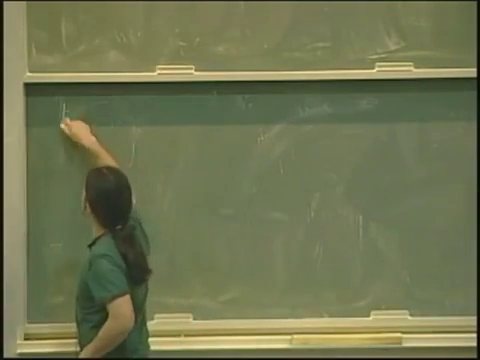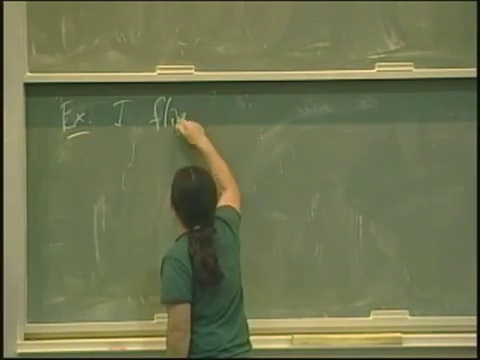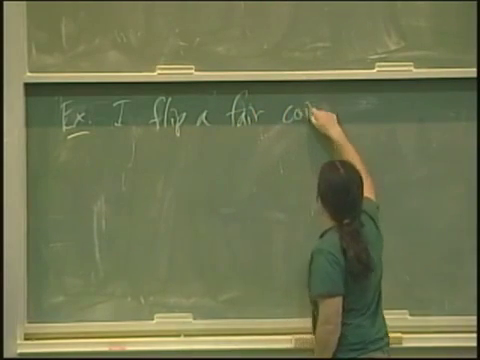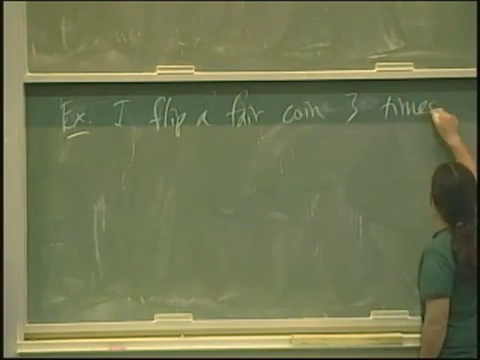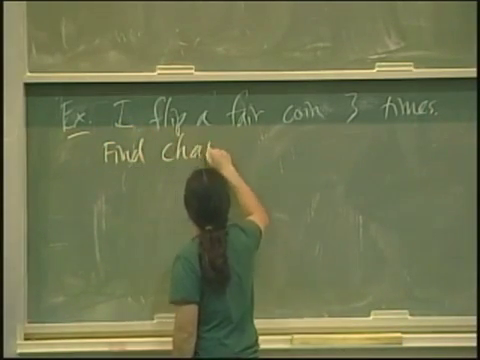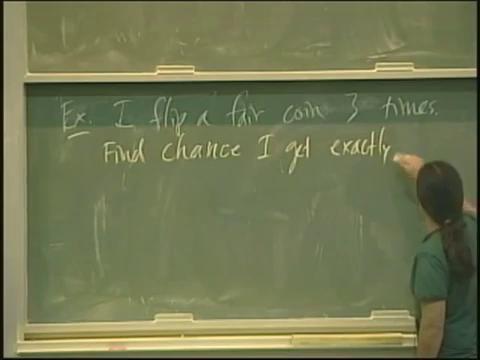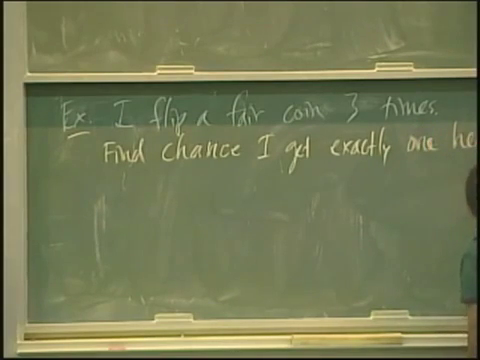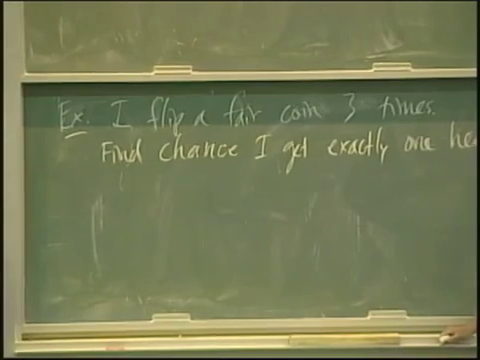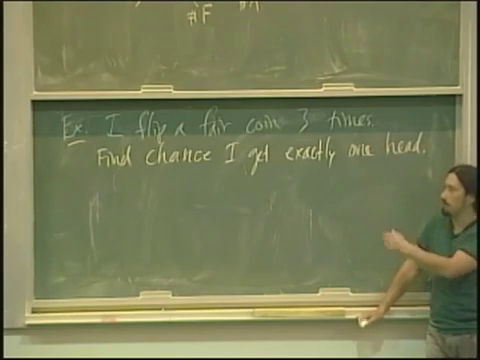Suppose I flip a fair coin 3 times, and I want to find the chance that I get exactly 1 head. Okay, so I have these 3 coin tosses, find the chance I get exactly 1 head. So I'm not doing this as a chapter 15 problem. If you didn't know, I'll explain how to think about this as a chapter 15 problem.